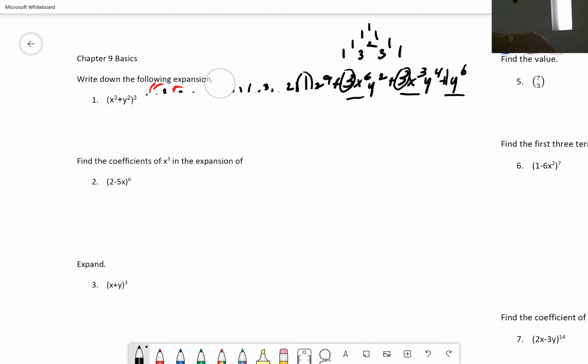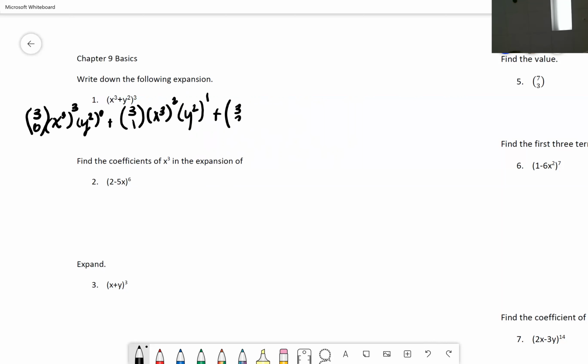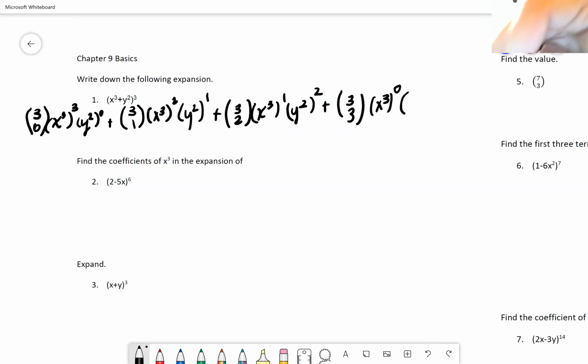As you can see, the problem with that way is that if you mess up on any of your exponents, you won't see it till the end. So now look. Is it recording? Yes. So now look: 3 choose 0, x to the third to the third, y to the second to the zero, plus 3 choose 1, x to the third to the second, y to the second to the first, plus 3 choose 2, x to the third to the first, y to the second to the second, plus 3 choose 3, x to the third to the zero, y to the second to the third.